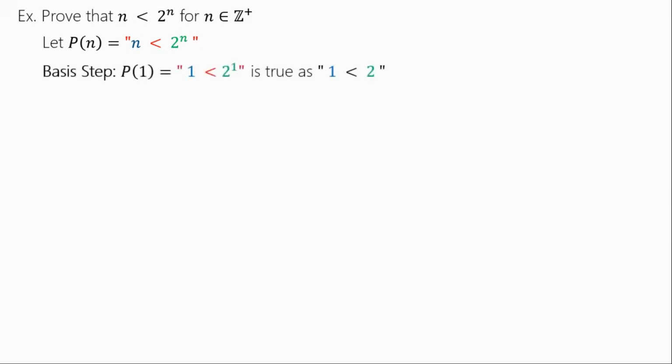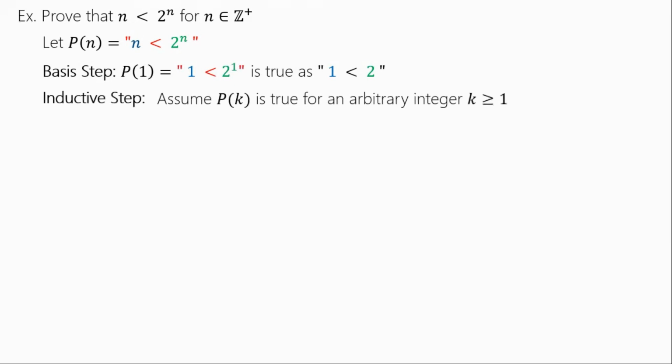Basis step, plug in 1. 1 is less than 2, so P(1) is true. Inductive step, assume P(k) is true for an arbitrary integer k greater than or equal to 1. What does that assumption of P(k) being true tell me? It tells me that k is less than 2^k.